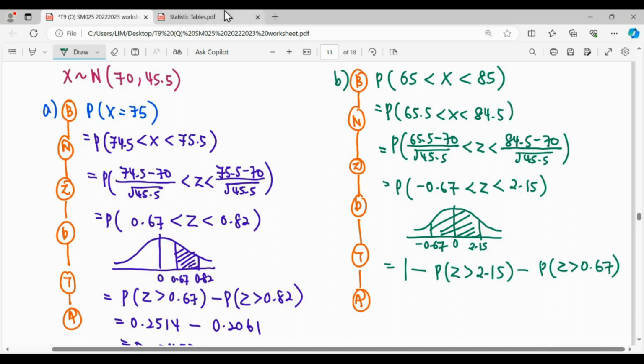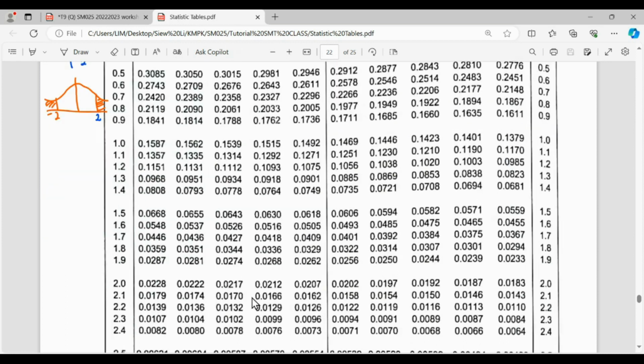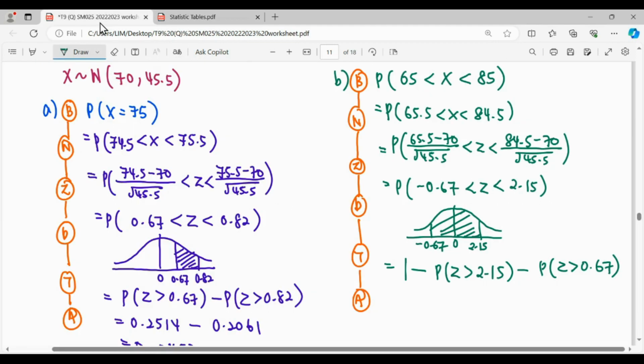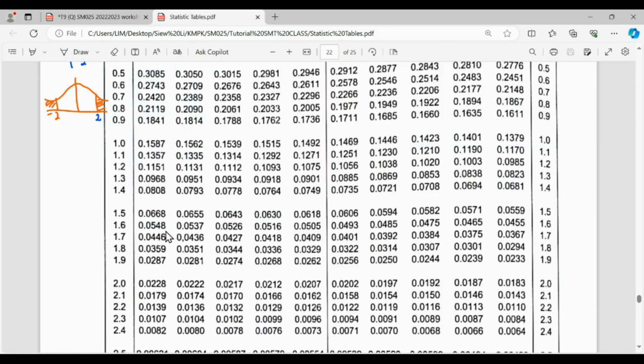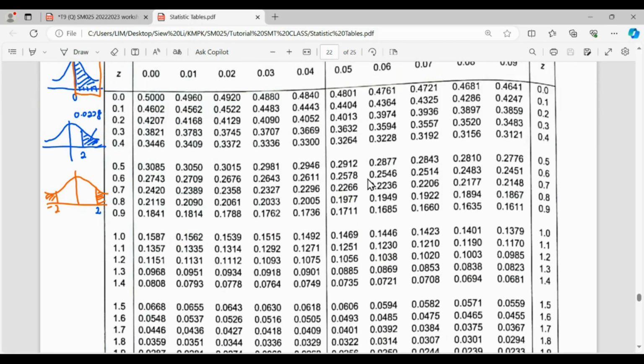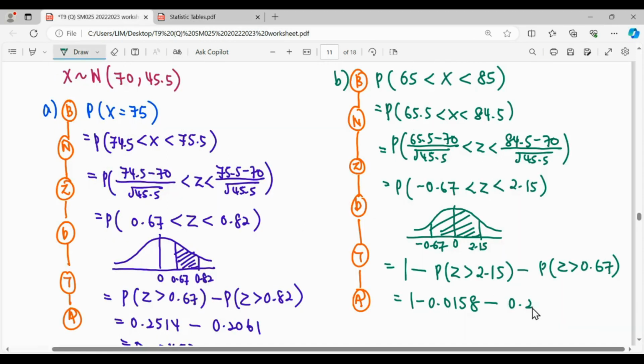To read this 2.15, it will be 0.0158. Then 0.67 will be 0.2514. Simplify this using a calculator.